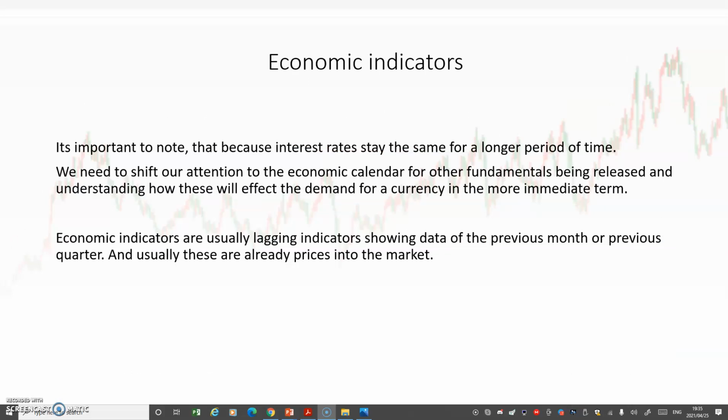So basically the interest rates do stay constant for longer. If you look at now, 2020, when the US dropped the interest rate, it's still the same. They haven't increased it yet.